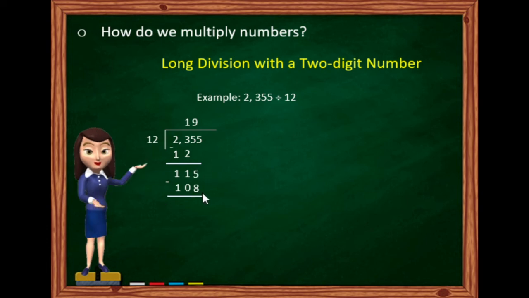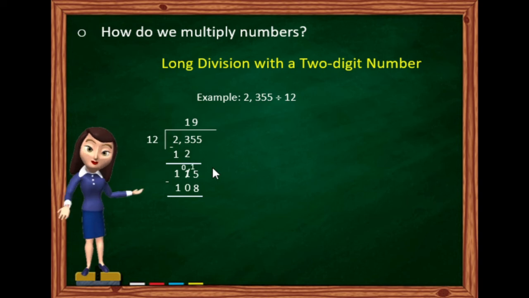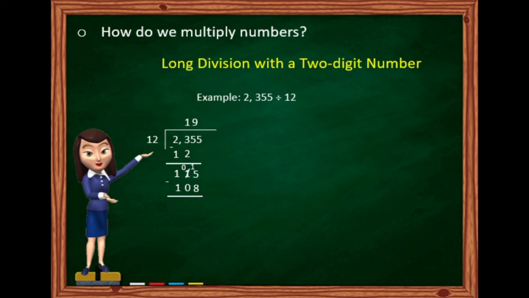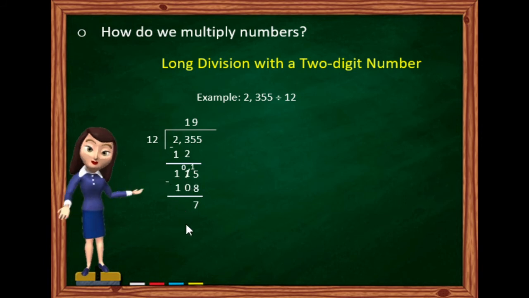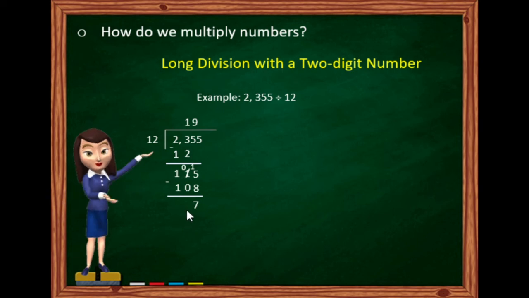5 minus 8. 5 minus 8 cannot be. So we borrow 1 from the number to the left of 5, that is 1. 1 becomes 0 and 5 becomes 15. 15 minus 8 equals 7. 0 minus 0, 0. 1 minus 1 equals 0. We can choose not to put 0 on the answer.